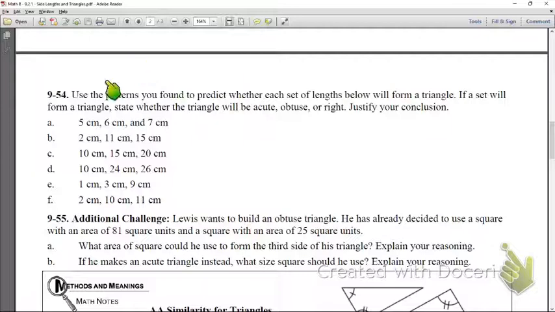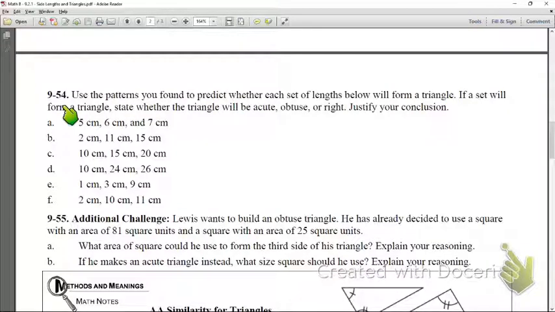Use the patterns you found to predict whether each set of lengths will form a triangle. There's that first question, do I have a triangle? So answer yes or no, show your work, okay? And then if a set does form a triangle, show your work and state whether it's acute, obtuse, or right. So don't just copy down someone's answers. Make sure you understand this. There is no reason why you leave today without being able to at least do this on your own or at least get some help so that you can do it on your own.